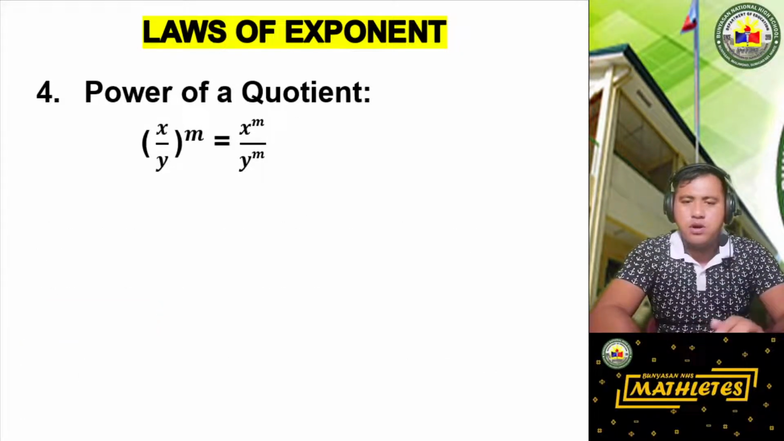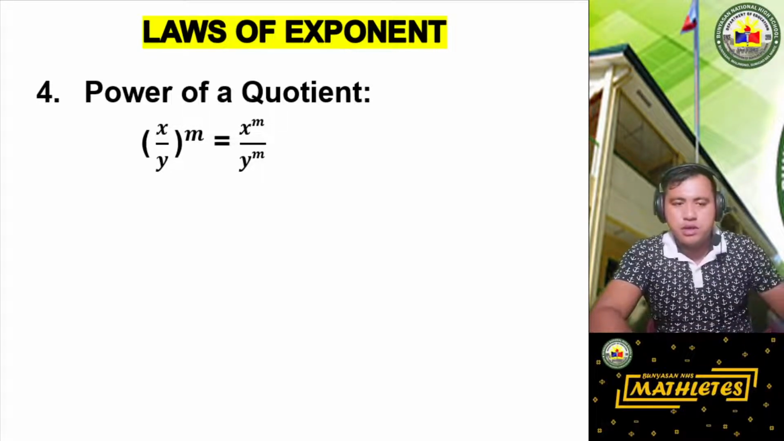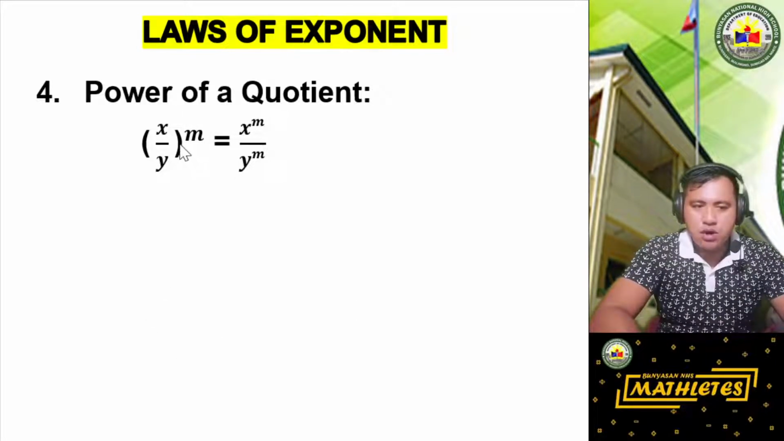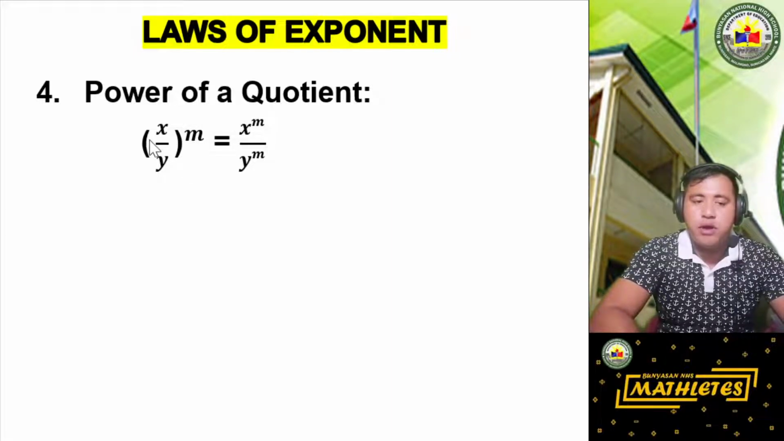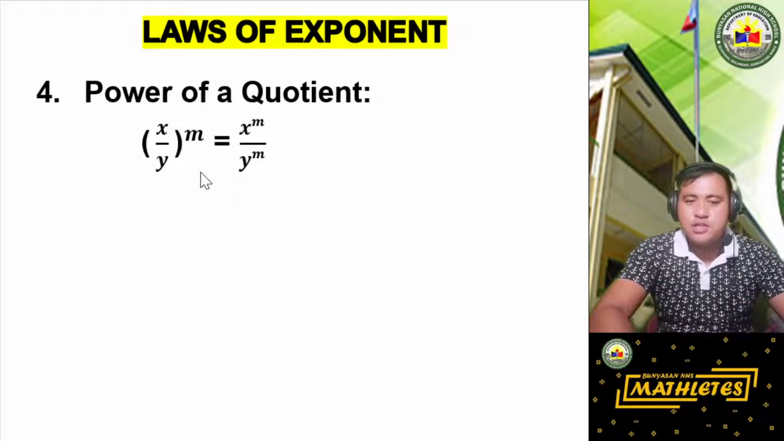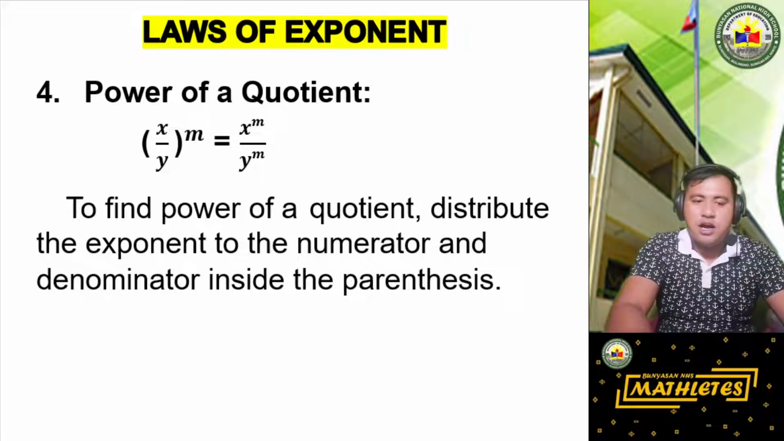Okay, number 4. The power of a quotient. We have the quotient of x and y raised to the power of m, or x over y raised to the power of m, is equal to x to the power of m over y to the power of m. Since, di ba, you have just distributed the exponent to its factors, the numerator and denominator inside the parentheses.